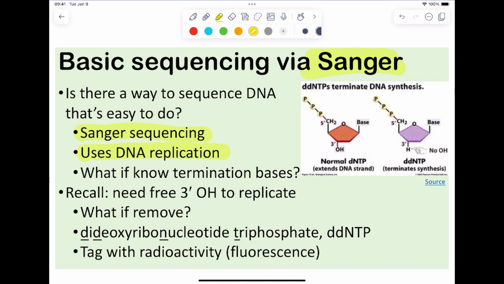When you replicate DNA, if you remember, and it's been a while, it's been 9 weeks, you need to have a free 3' OH. That 3' OH is essential for DNA replication. It's what's needed for transcription. So the question then becomes, what if that 3' OH is missing? What would happen if I blocked that 3' OH from existing? The result is a termination.